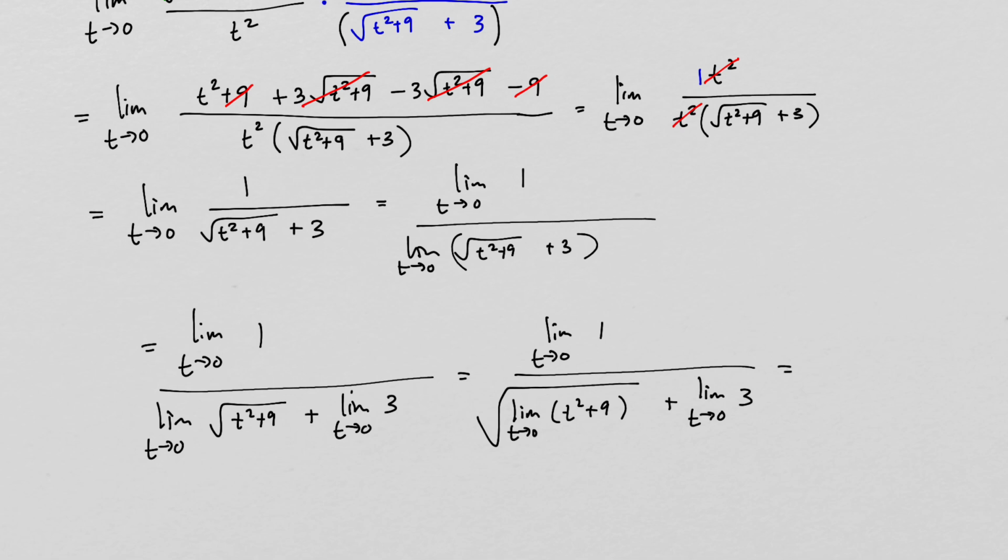And now the limit of 1 is 1. The limit of 3 is 3. And right here, to take this limit, you can plug in 0 for t, and that is going to give you the square root of 9. And this becomes 1 divided by 3 plus 3, which is 1/6.